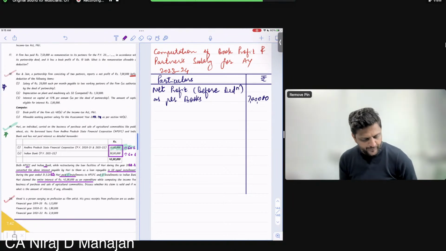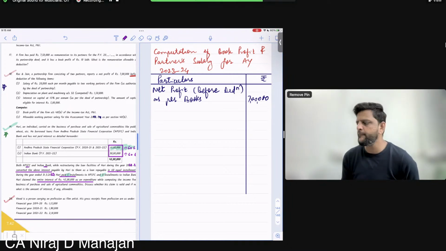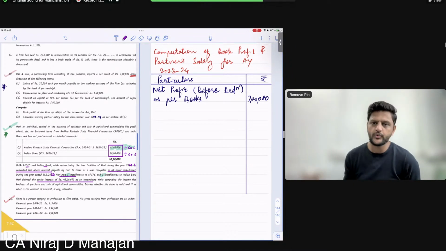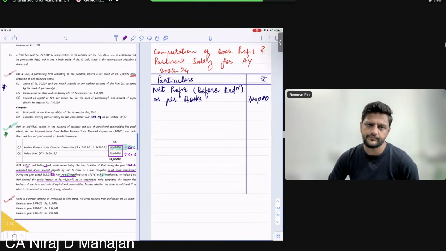Salary of 20,000 paid to both the partners per month, will we add back or not add back? The 7 lakh figure given to you is before the expenditure of salary. Before, not after. So we will not add back. We will ignore it completely. Are you getting my point or no, all of you?